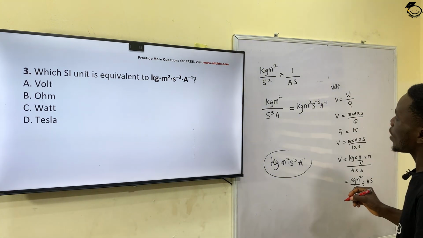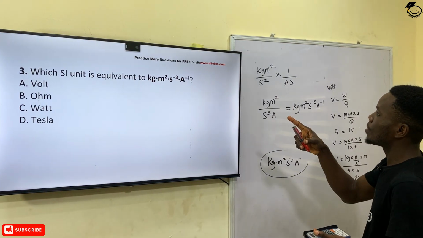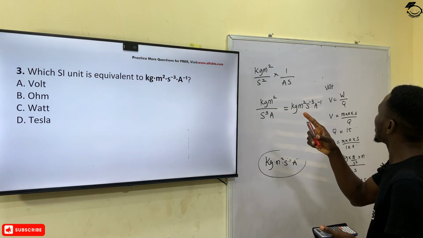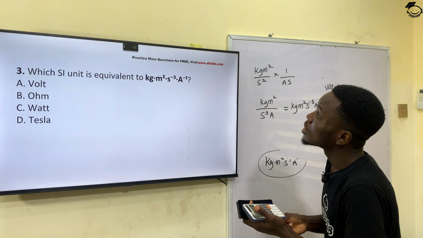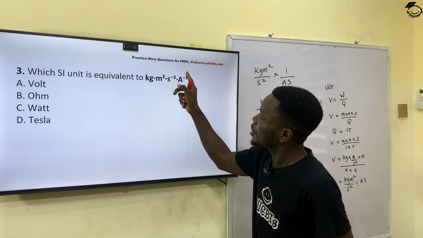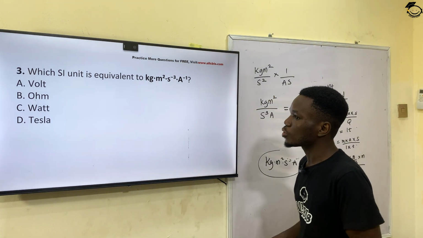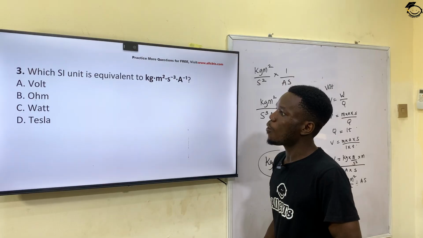So looking at what we have, is it the same thing as the question that we are given? We have kilogram meter squared per seconds cube per ampere. It means that this unit here is equivalent to the volt. So the correct answer to this question is option A, which is the volt. Moving on to question number 4.